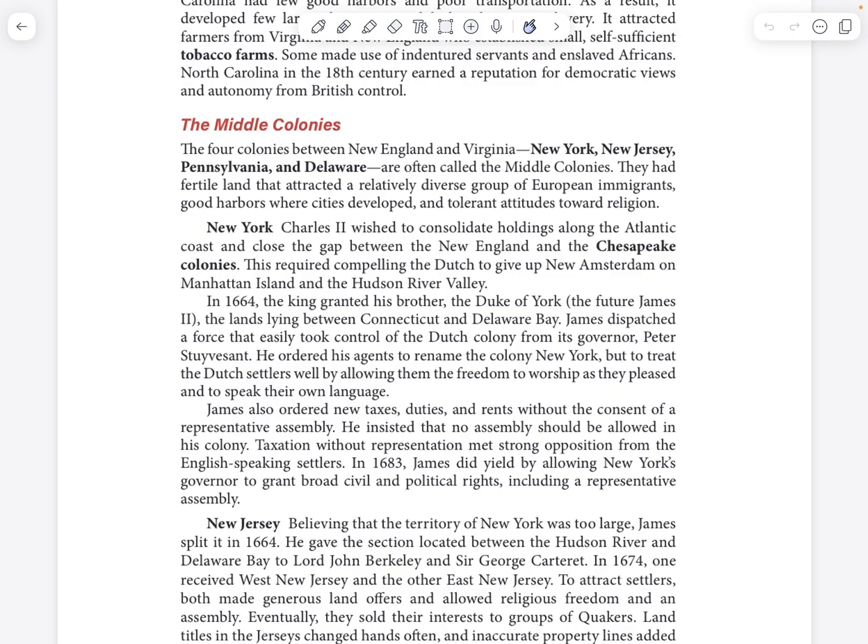Taxation without representation met strong opposition from the English-speaking settlers. In 1683, James did yield by allowing New York's governor to grant broad civil and political rights, including a representative assembly.